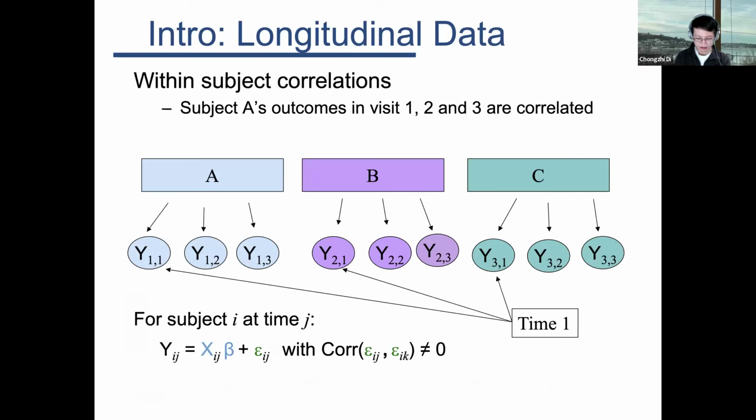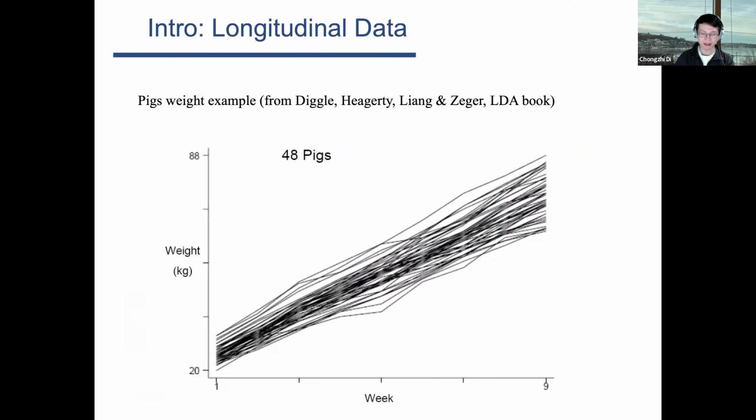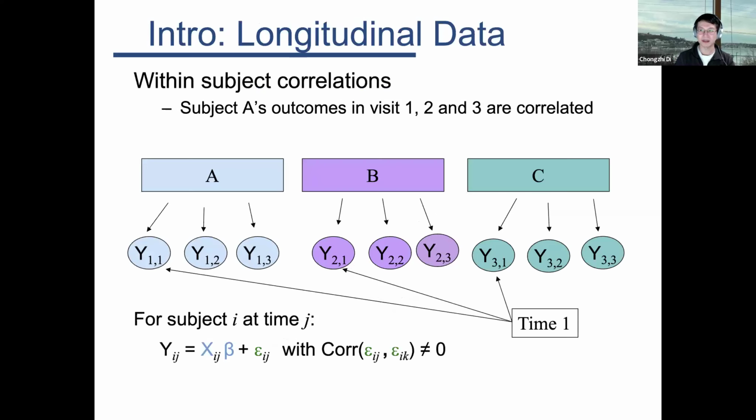Now from this pattern, in particular this one, you can clearly see that some subjects tend to have higher values across all time points. So if you just run a standard regression and look at the residuals, the residuals for this person tend to be positive all the time. So clearly they are correlated, right? In a longitudinal study, we call this within-subject correlation. It's the main source of difficulty to deal with.